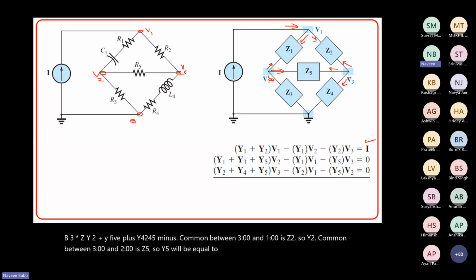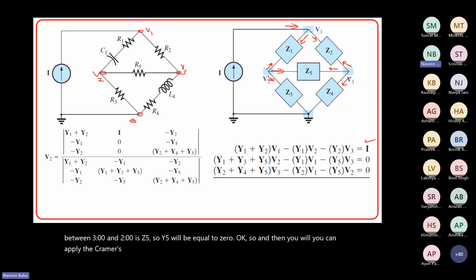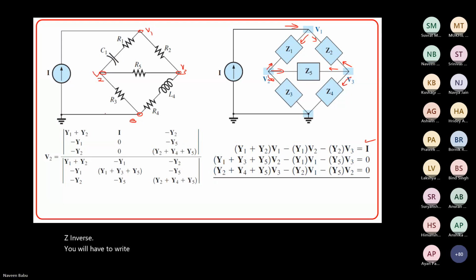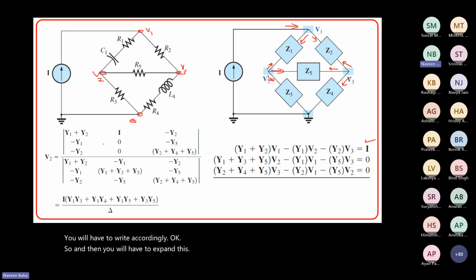Okay. And then you can apply Cramer's rule, and please note that all these Y's are Z inverse. You will have to write accordingly. And then you will have to expand this again. If you have two elements 0 here, it will be easy.